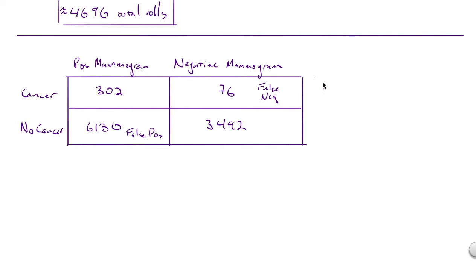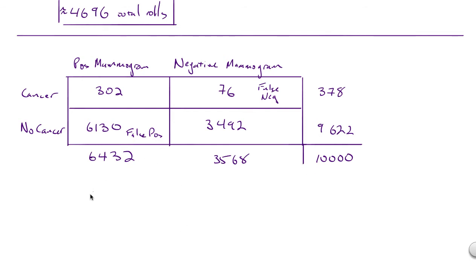But these are the numbers that we have, and we can add up these numbers along the rows and the columns. This row adds up to 378. This row adds up to 9,622. This column adds up to 6,432, and this column adds up to 3,568. So these totals of each row and column represent all the total people in that column, or all the total people in that row. And both of these should add up to the same amount. They add up to 10,000. Whichever direction we go, we better add up to the same number, 10,000.